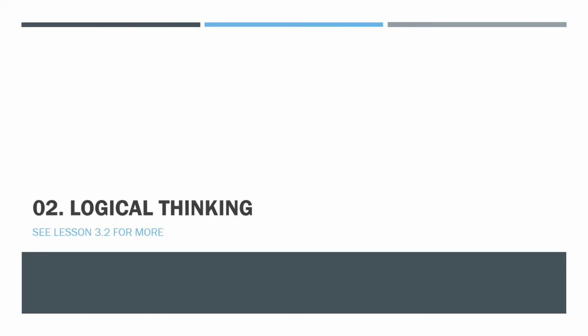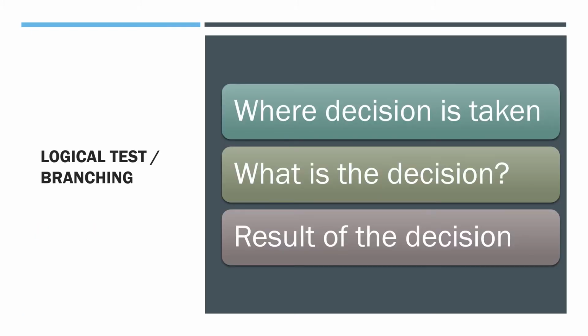We also employ logical thinking, and we did quite a lot about that in week 3 when we did the fox and hen puzzle. So go back to that week if you want to refresh your memory about logical thinking. Logical thinking is how we create selection or branching structures in our program by using logical tests or Boolean expressions.